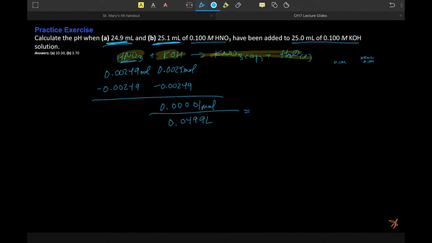And this will give us the molarity of our KOH, which should be something on the order of 2 times 10 to the negative fourth, right? And then we would find pOH, and then we would turn that into pH, right? And we should get 10.30 as our final answer, right? And we should stop and make sure that that makes sense, right?